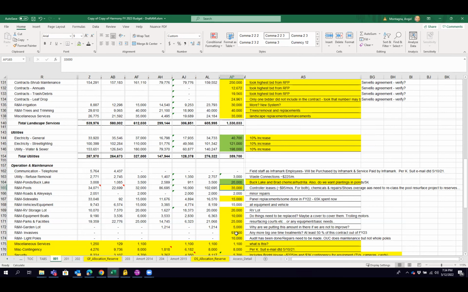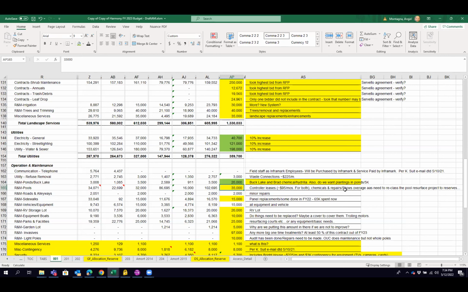Pools, I did raise because you have come in under the 32 that you had typically budgeted, but I put it to 35. You have the controller leases in here. Chemicals have gone up substantially with the pool stuff, and then any minor repairs that you have to the pools. And I know the two were just resurfaced, but that's what comes out of this line: chemicals, your controller leases, and any minor repairs.